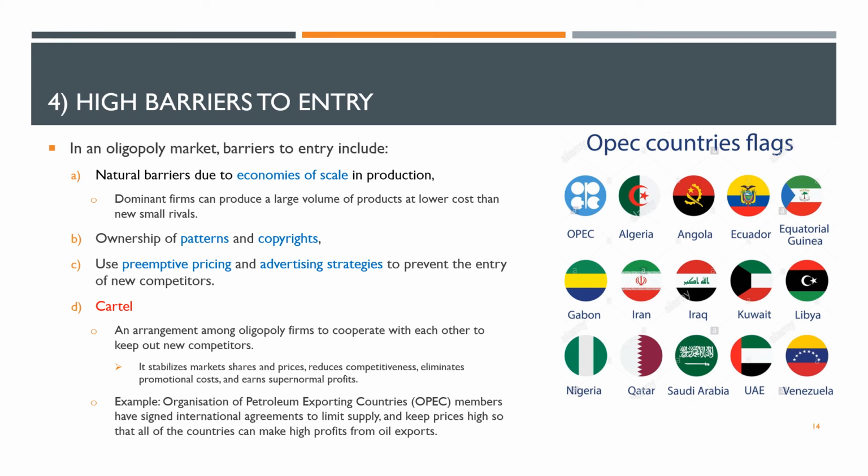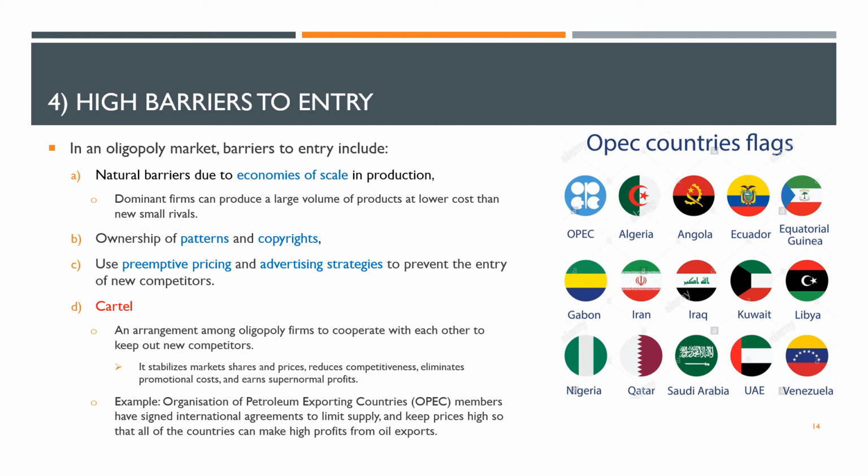Oligopoly market has high barriers to entry, which are due to natural barriers, ownership of patents and copyrights, pricing and advertising strategy of the existing firms, and cartels. Natural barriers happen when the dominant firms can produce a large volume of products at lower cost to achieve economies of scale in production. This prevents the entry of new competitors. Besides that, the existing firms may use preemptive pricing and aggressive advertising strategies to prevent the entry of new competitors.